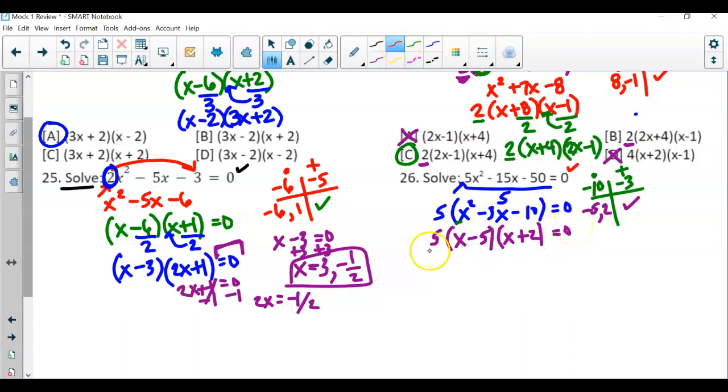Now, notice here we have 5. What happens to that 5? Well, it just goes away, right? Because will 5 ever equal 0? No. That's why our 5, that GCF, just goes away. But we are left with x minus 5 times x plus 2. So x is equal to positive 5 and negative 2.